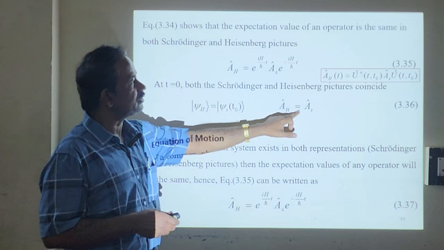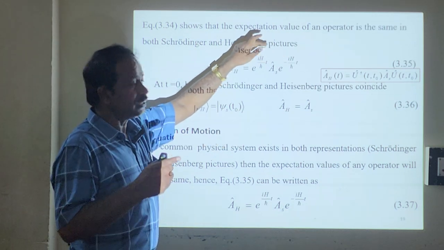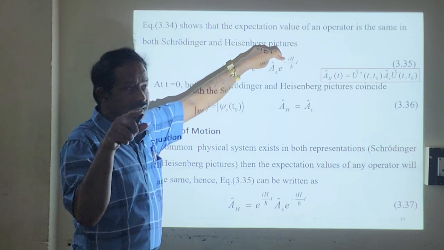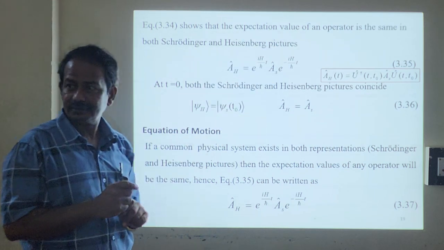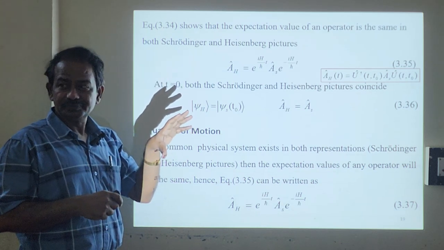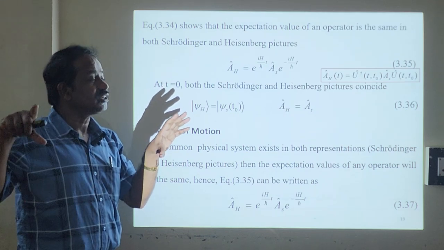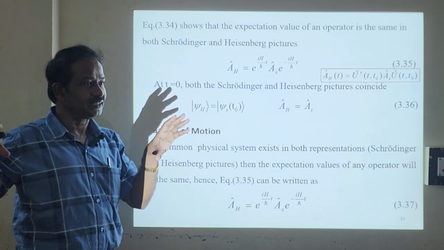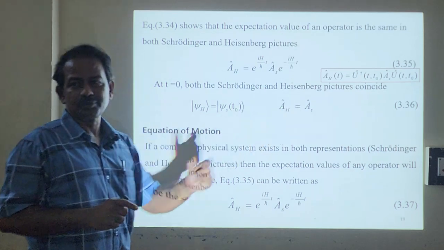We will get exactly AH equal to AS. At t equal to 0, you will get 1. Exactly here also 1. 1 divided by e power 0, that will also be 1. So you will get AH equal to AS at t equal to 0. See, in the Heisenberg picture, the operator depends on t. Correct? In the Schrödinger picture, the operator does not depend on t. At t equal to 0, both operators are equal. See, at t equal to 0, both operators are equal.